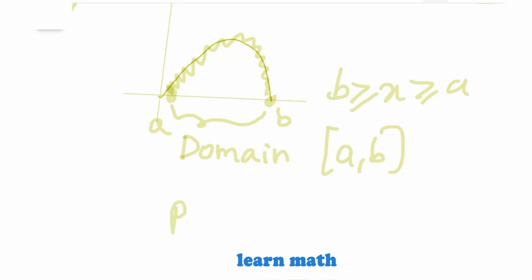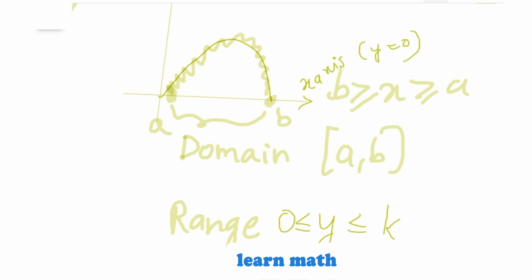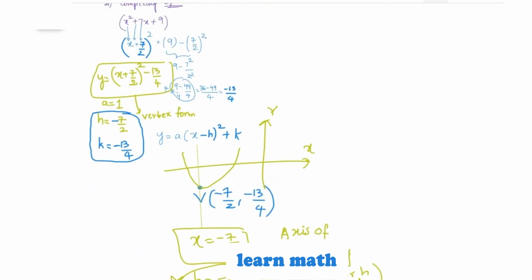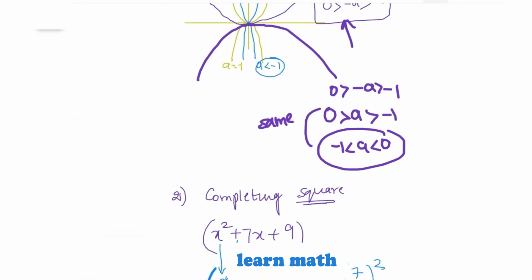And the range can be, can you guess? The range can be less than or equal to k, greater than or equal to 0. The x-axis means the line equation is y equal to 0. So y greater than or equal to 0, less than or equal to k. And h comma k intervals. That is the concept, so review these things. I've written all the concepts today, the writing, the solutions.